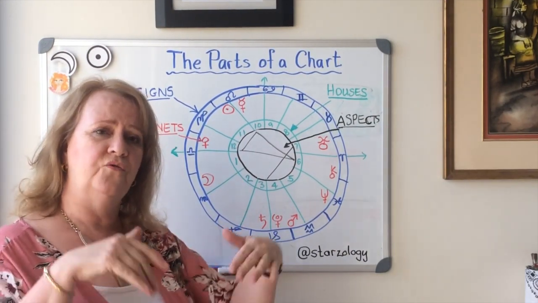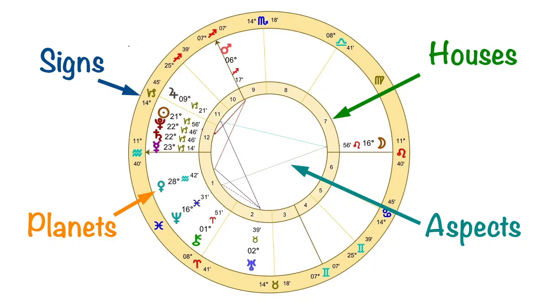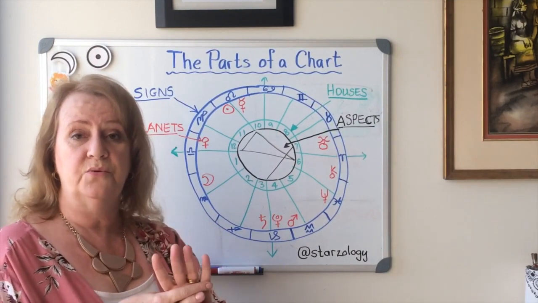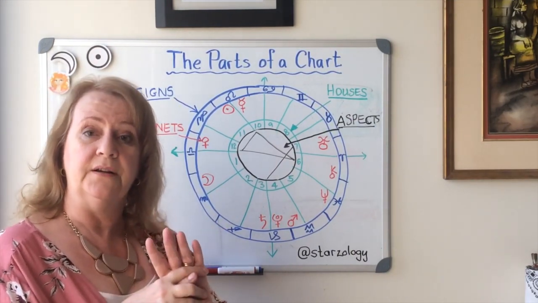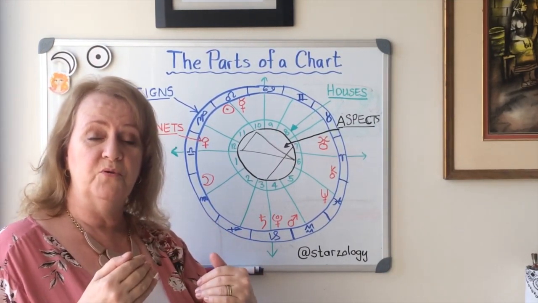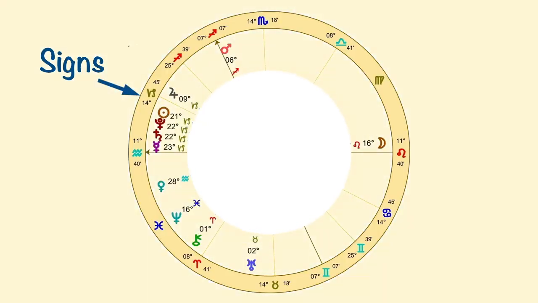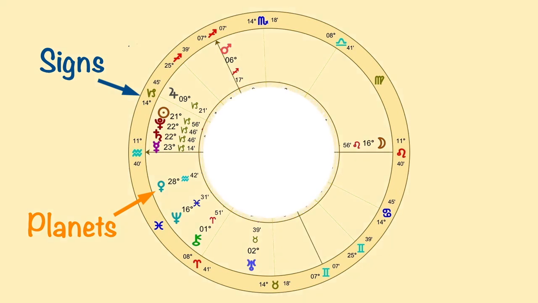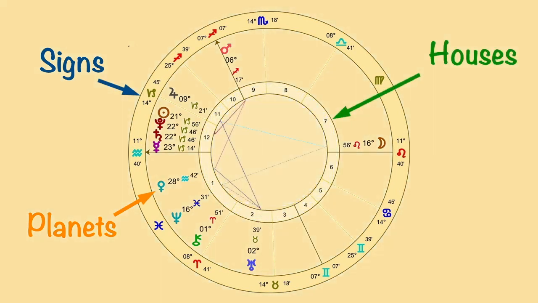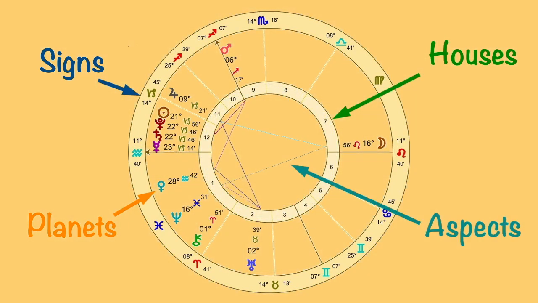So what you have is the signs, the planets, the houses, and the aspects. They are the four main parts to a chart. They are the four building blocks to a chart, and they're the four things you really need to learn. If you're going to be learning more about astrology, start on the outer ring. Learn about the signs, learn about the planets, learn about the houses, and then learn about the aspects. And this is how knowledge is gained.